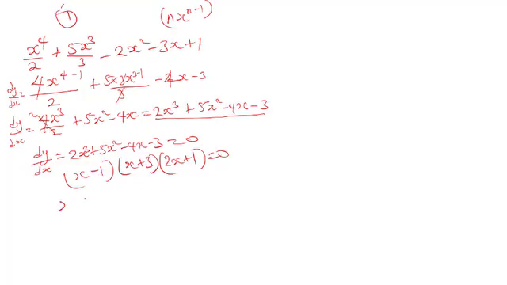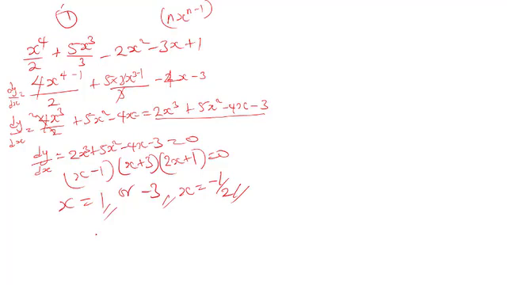Our values of x are x = 1, or x = −3, or we now have 2x + 1 = 0. So at this point our x is equal to −1/2. Now these are the three values for our x.